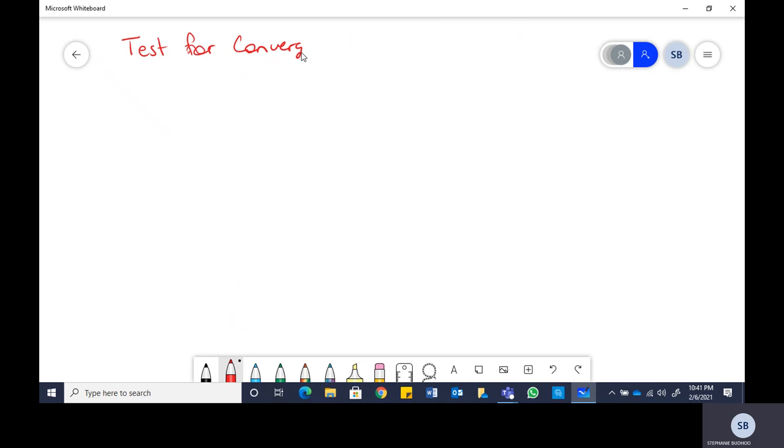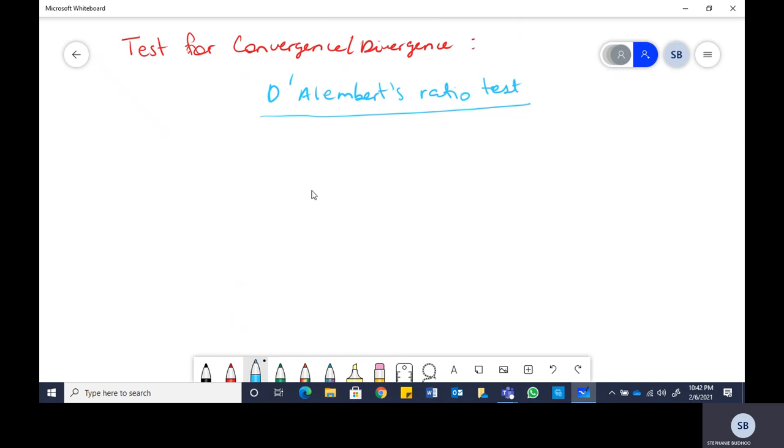So the test for convergence or divergence, we're going to be using the Lambert's. Sounds like a burger, you know, like a nice burger on a nice Saturday night, just going down the road. Nice hot pepper, no rain, nice weather. The Lambert's food cart. All right.